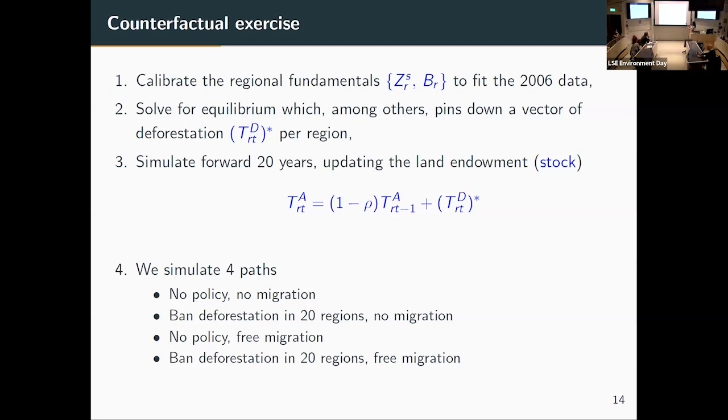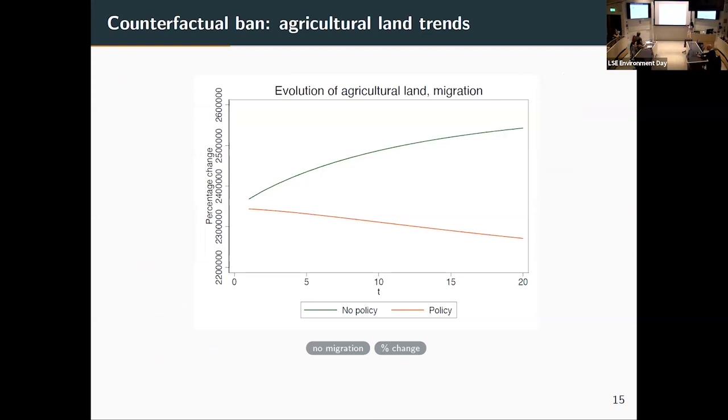And then I'm going to simulate forward paths for 20 years. A path with the policy and a path without the policy, and forget about migration. So I'm not really trying to fit 20 years in the future, but just incorporating this dynamic component in a simulation. So for example, this is how agricultural land would evolve without the policy. It would keep increasing, whereas with the policy, it would actually decrease a little bit. This is for the whole of Brazil.